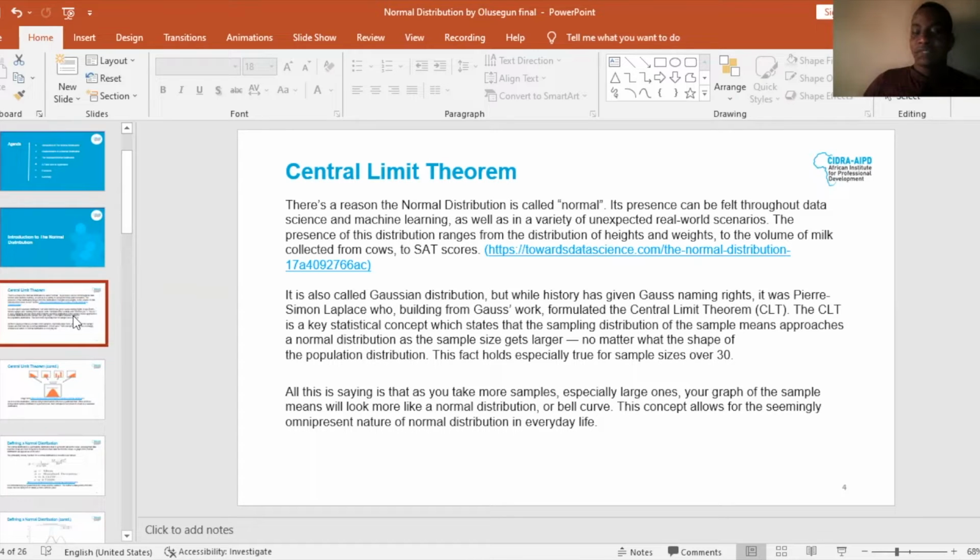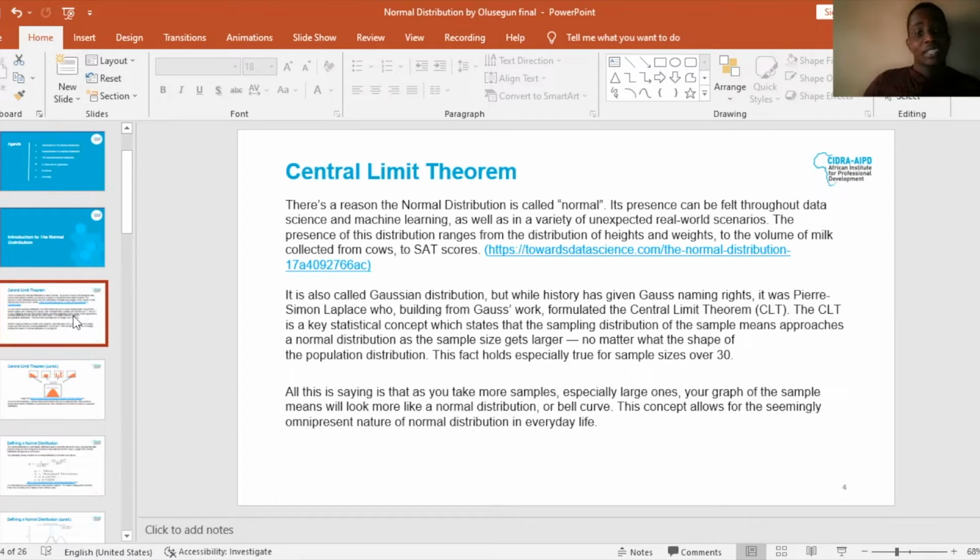But while history has given Gauss the naming right, it was Pierre-Simon Laplace, who, building from Gauss's work, formulated the central limit theorem. The CLT is a key statistical concept that states that the sampling distribution of the sample means approaches a normal distribution as the sample size gets larger, no matter what the shape of the population distribution is. This fact holds especially true for sample sizes over 30.